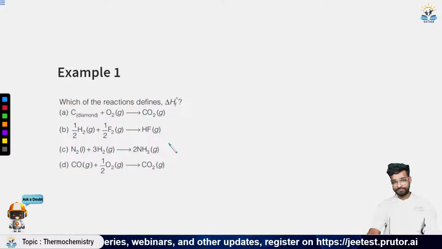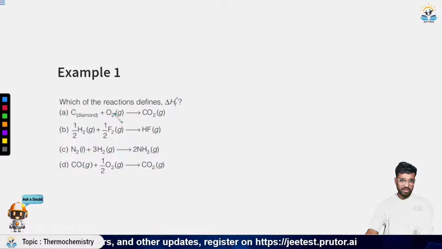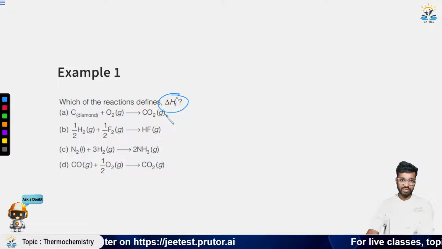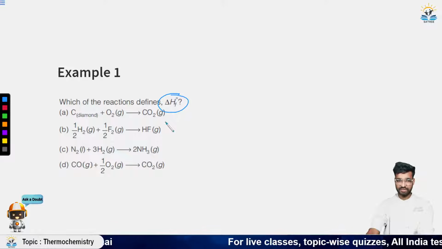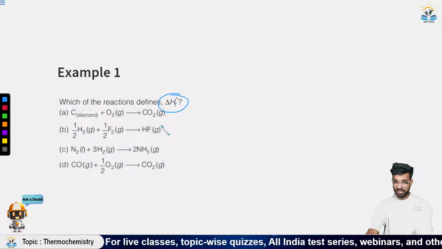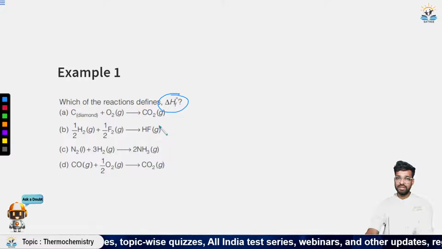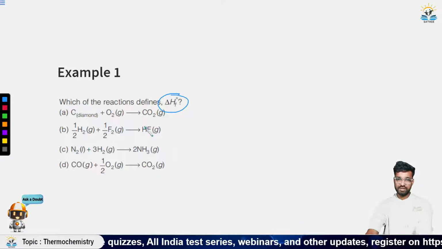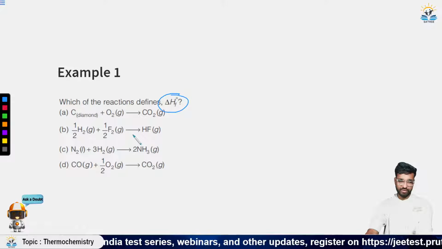So let us start. Which of these reactions defines delta H naught formation? Here it is asked which of these equations is correct for delta H naught formation. We know the definition of delta H naught formation. First, it should form only one mole of that compound, and second, the reactants should be in the standard state. We'll look at it one by one.